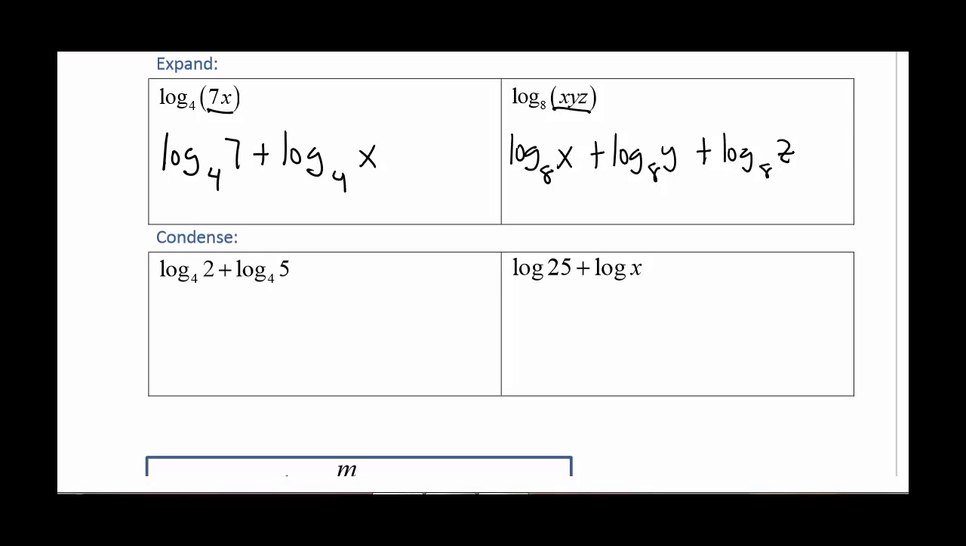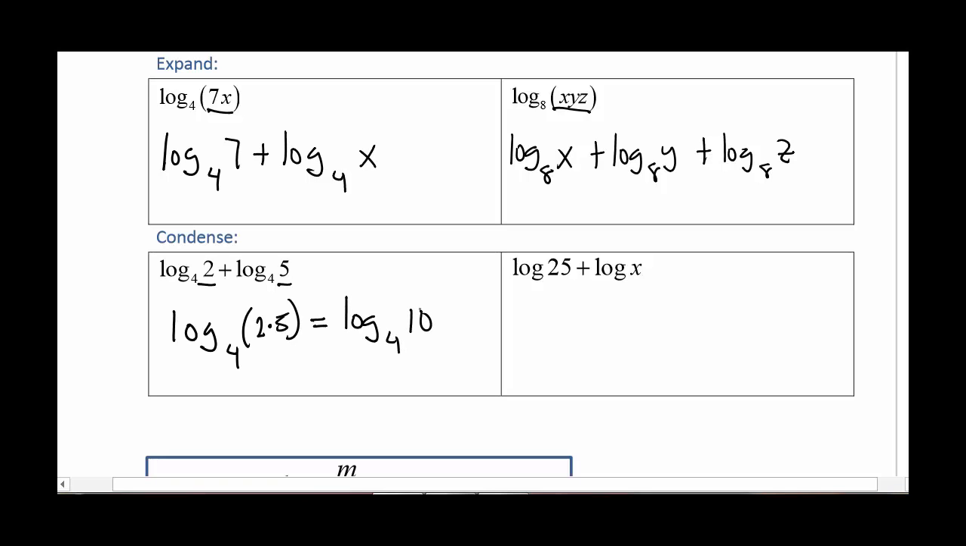Going in reverse and condensing, here we are adding 2 log statements together, so we can bring it together as a product inside the log. So log base 4 of 2 times 5. And of course 2 times 5 we can simplify down to 10. In the next example we've got log 25 plus log x. So we can bring that together as log of 25x. And then that's it.